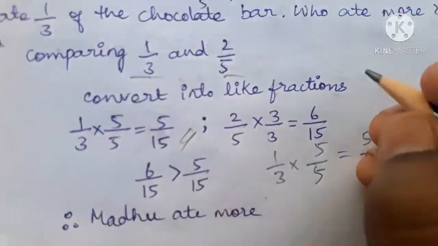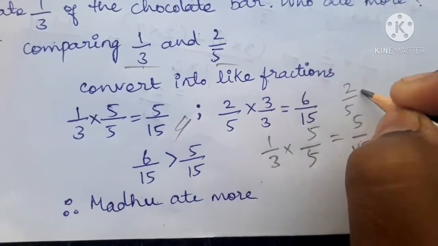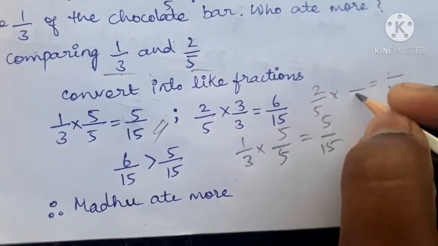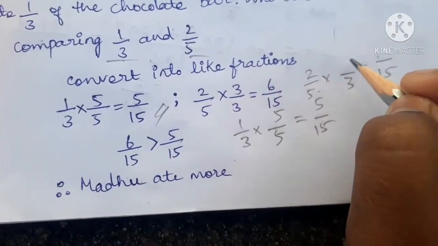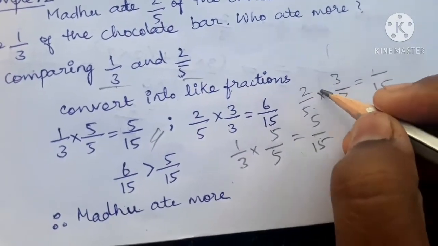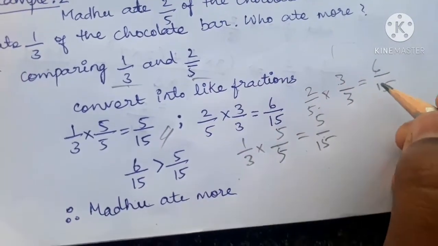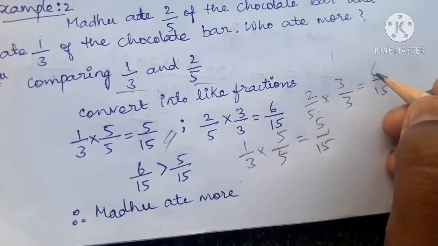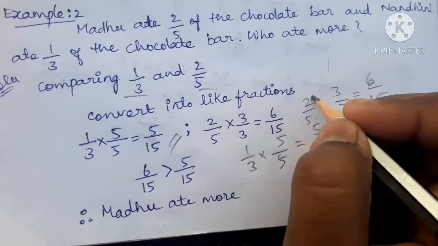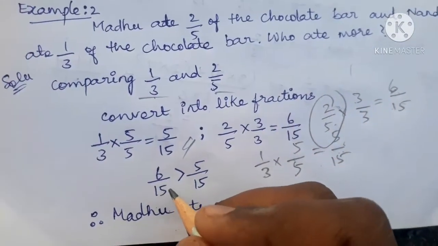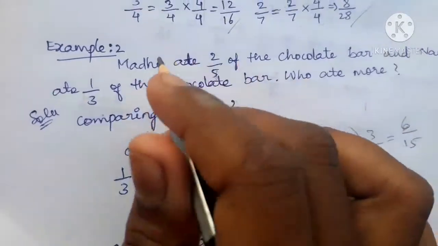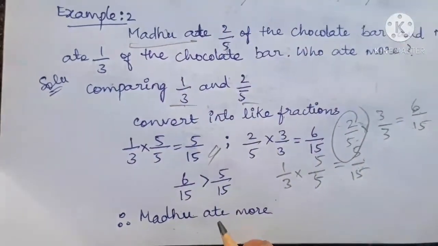And what about 2 by 5? 2 by 5 into dash by dash equal to dash by 15. So 5 into 3 is 15, so you should multiply the numerator also by 3. So 2 into 3 is 6, so you can compare these two. I think 6 by 15 is greater than 5 by 15, so the corresponding number is 2 by 5. So Madhu ate more. 2 by 5 corresponds to Madhu.